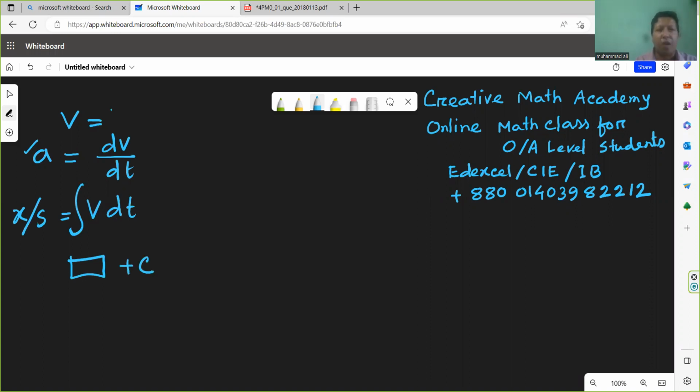So this is the formula. To convert velocity to acceleration, we differentiate velocity with respect to time. But from velocity, if we want to find the displacement, we integrate velocity with respect to time. In some questions displacement is indicated as x, and in some as s. In our question here, displacement is indicated as x. Okay, now see how we can solve it.